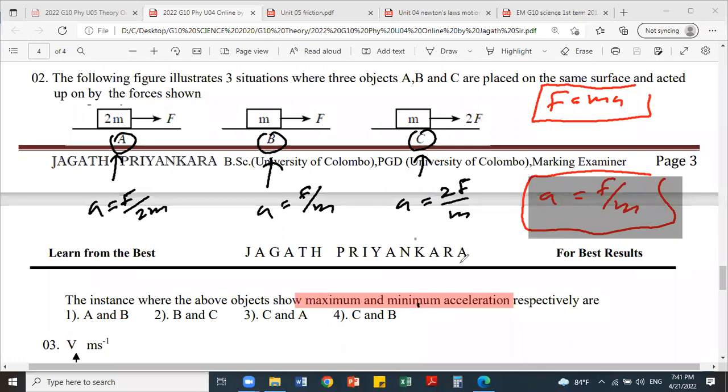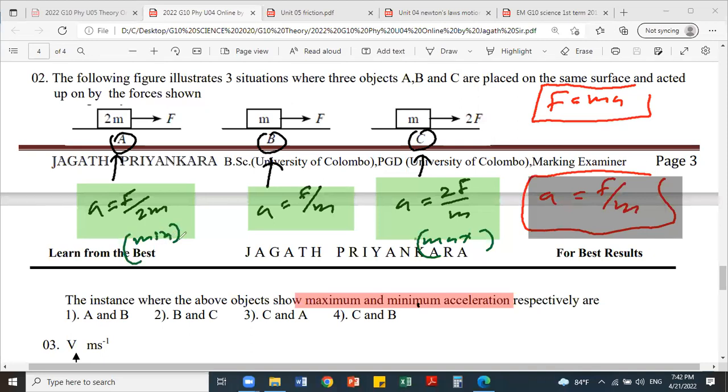Is that clear? So which one gives the highest acceleration out of these? Which one gives the highest value? When you divide by 2 or when you multiply by 2? Out of these three, which one gives the maximum acceleration? 2F over M, no? This will give the maximum acceleration, 2F divided by M. This will give the minimum acceleration. Then you can easily get the answer. Who can give me the answer?